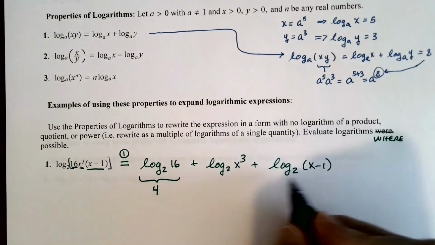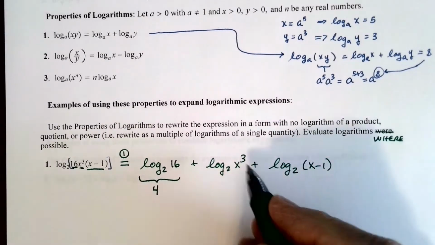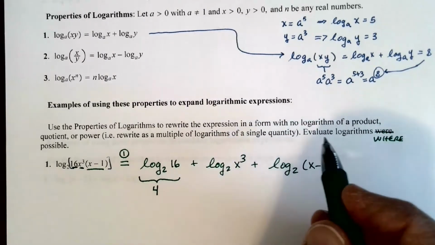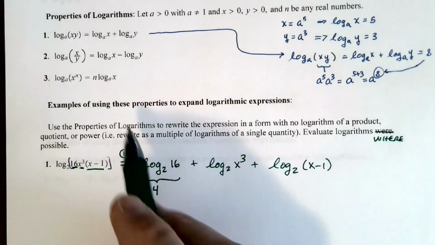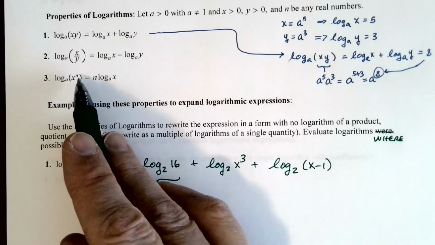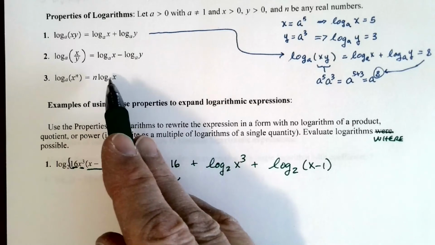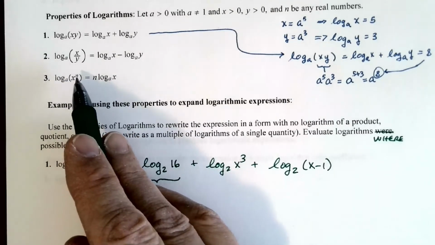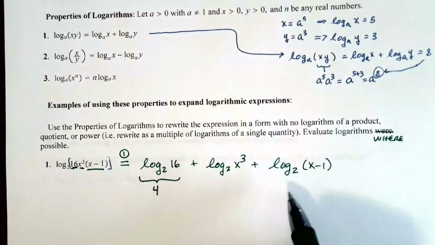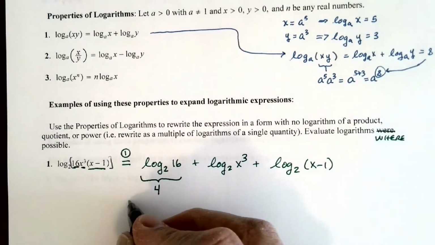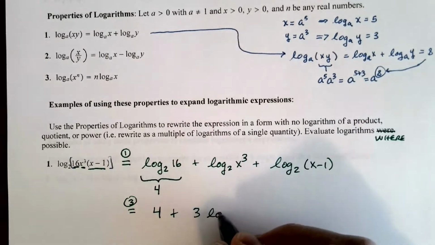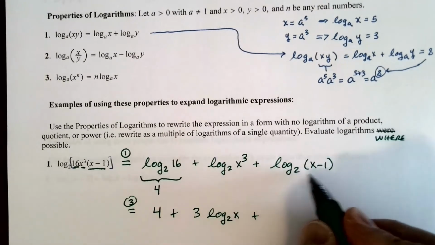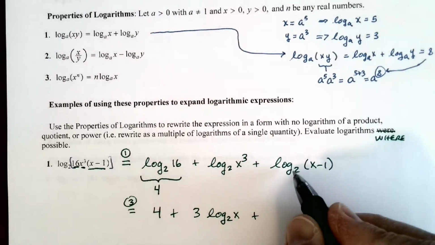Now, the remaining expressions can be further expanded, because we want to write these expressions in a form with no logarithm of a product, quotient, or power. And here we have a power. So notice by property 3, essentially what happens is this power comes down in front. If I have log base a of x to some power n, it becomes n times the logarithm. Here n is 3. So I'm going to rewrite by property 3. This is just 4, plus 3 times log base 2 of x. Now, what about this thing? Can I expand this any more? Can I distribute? Can I just do log base 2 of x minus log base 2 of 1? Can I distribute here?